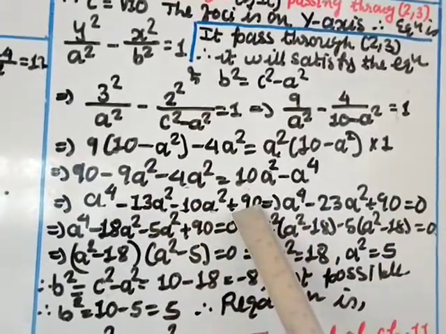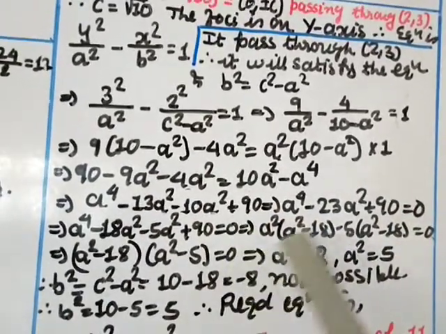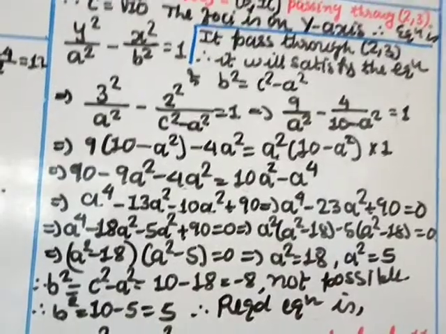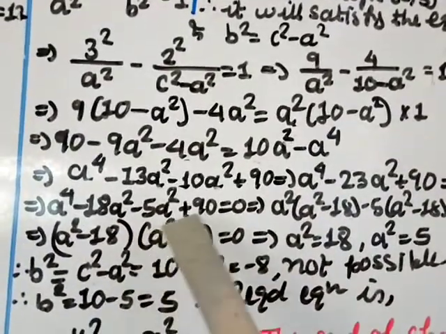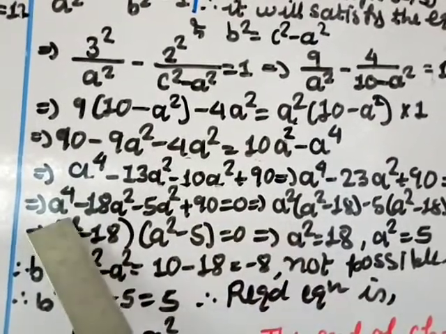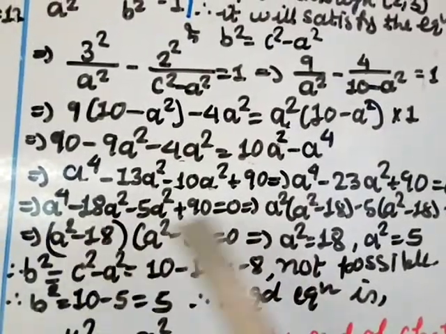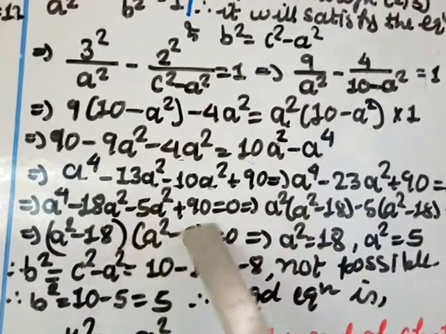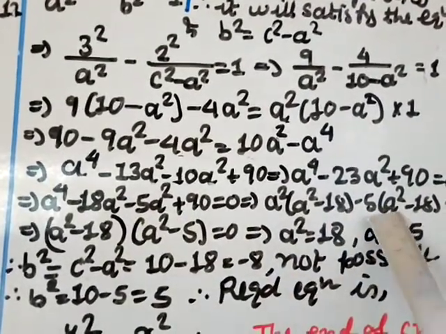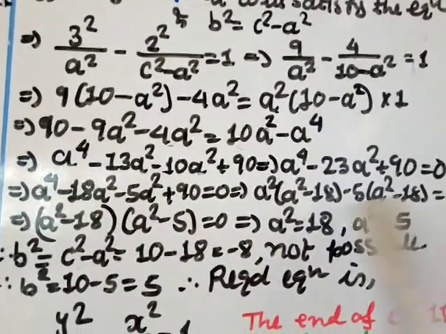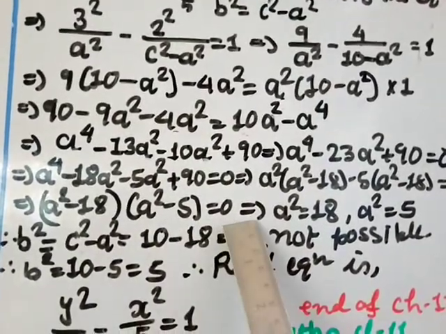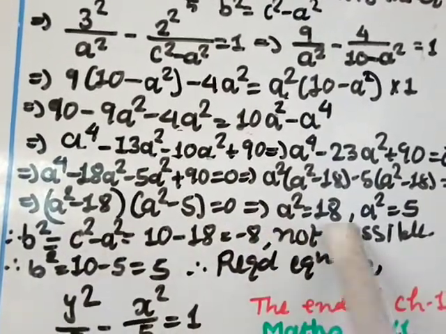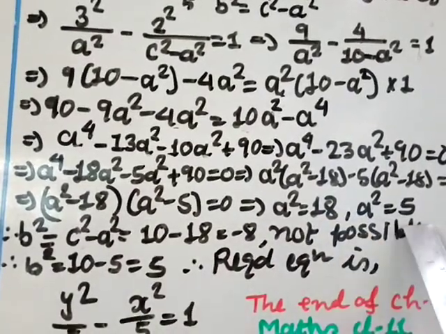Now let us split the middle term. The factors will be 18 and 5. So you can write a power 4 minus 18a square minus 5a square plus 90 equal to 0. From here you take a square common, remaining a square minus 18, minus, from here you take 5 common, remaining a square minus 18, equal to 0. So the factors are a square minus 18 and a square minus 5 equal to 0. So from here a square is equal to 18, and from here a square is equal to 5.